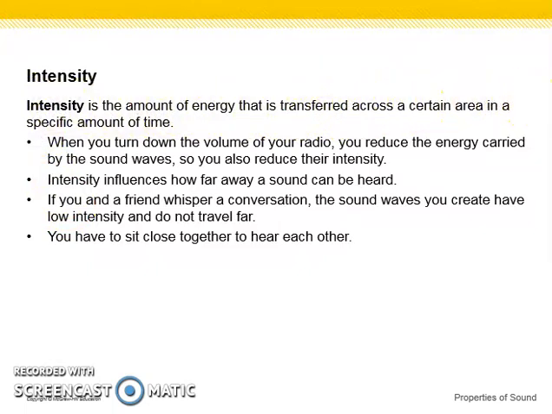The first bullet point, do not write it down. We're just going to talk about it. When you turn down the volume of your radio, you reduce the energy carried by sound waves. So you also reduce their intensity. I do want you to write down the second bullet point. Intensity influences how far away a sound can be heard. So just talking, if you and a friend whisper a conversation, the sound waves you create have a low intensity and do not travel far. You have to sit closer together to hear each other.